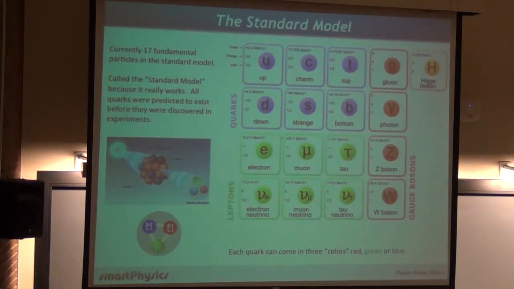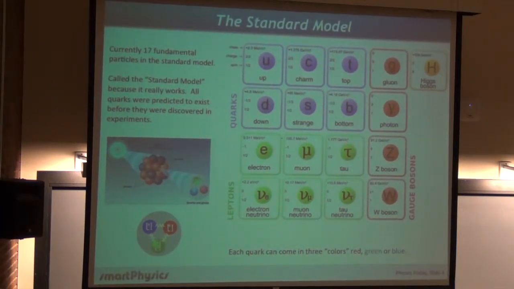Anyway, so basically all these people, theorists and experimentalists, put all this information together, gained from theory and these big experiments, and so this is really the standard model right here. Currently there are 17 fundamental particles. We have six quarks: up, charm, top, down, strange, bottom. Then we have leptons, which are indivisible: electrons, muons, the tau particle, and then three flavors of neutrinos.